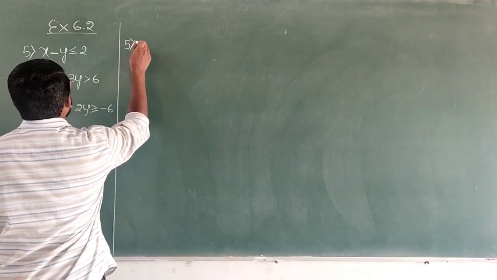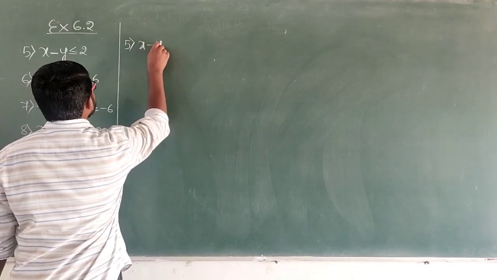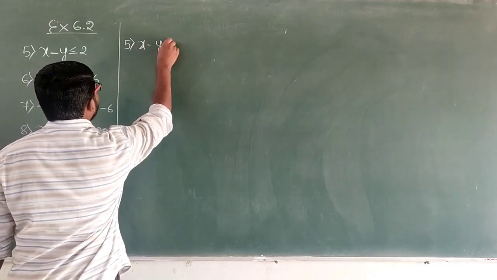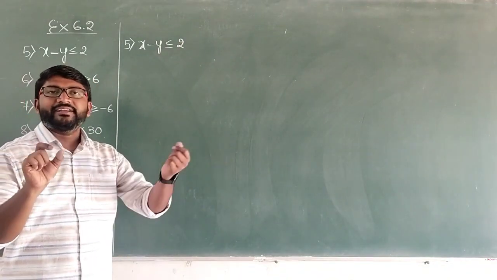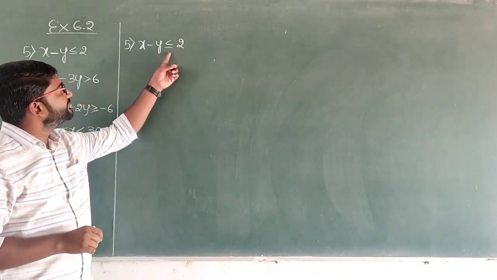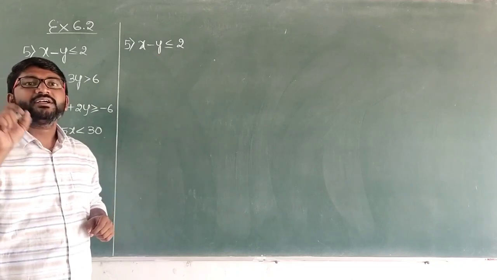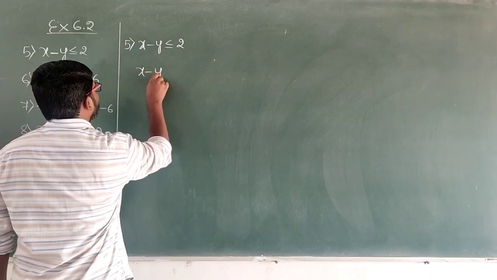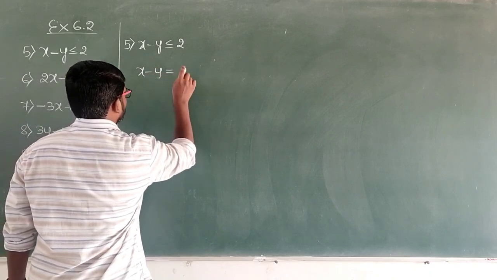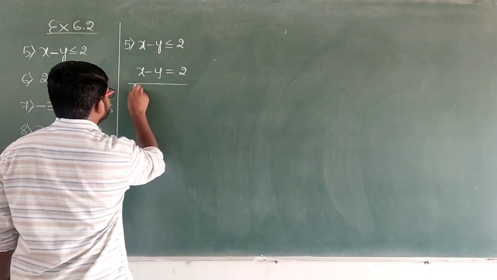I'll write the question. x minus y less than or equal to 2. So now what was the procedure? For plotting the graph, we have to remove the inequality sign and write the equal sign and then go for the table. So here x minus y equals 2. Now we have to write the table for this.